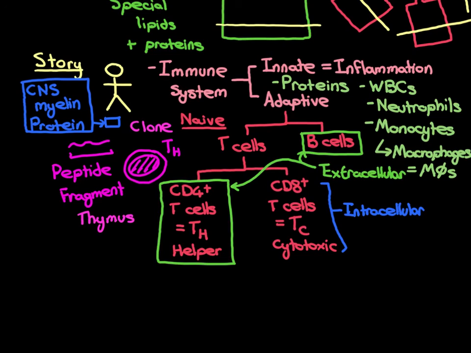Okay, so that's T cells talked about. We'll have a break here, and in the next video we'll talk about B cells. We'll talk about B cell clones and the fact that in this individual who's going to develop multiple sclerosis, you're going to get B cell clones also directed against this central nervous system myelin protein.